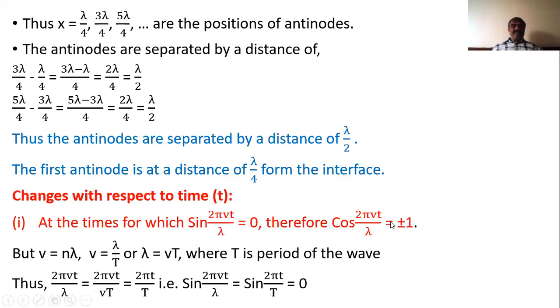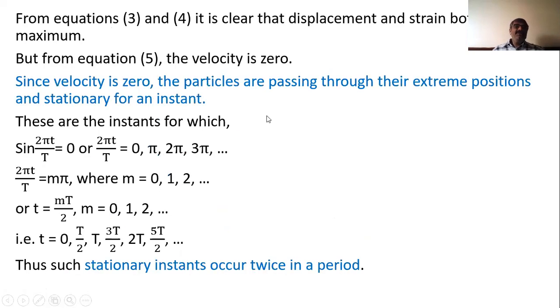What about positions with respect to time? If we put the sine function, sine of 2 pi v t by lambda, equal to 0, you will find that here one change we have to make: we have to put v equal to n lambda. By putting it in this way, you will find that n is equal to 1 by T, and lambda equal to vT. If we put that here and solve, we find sine 2 pi t by T.